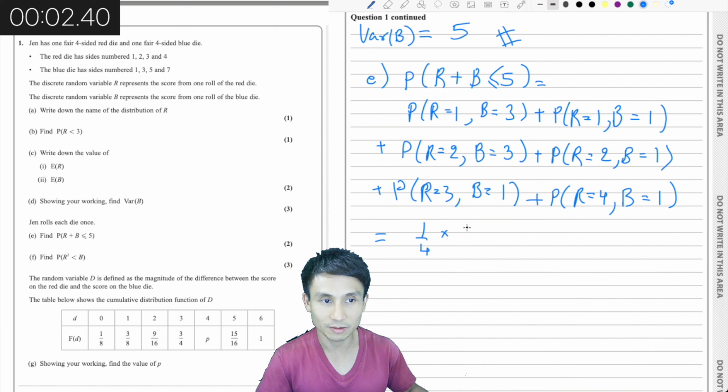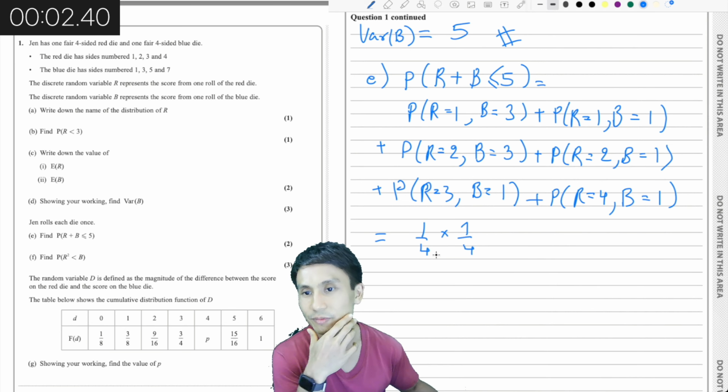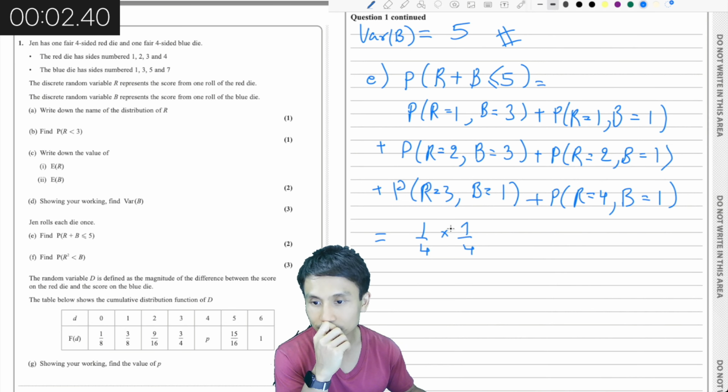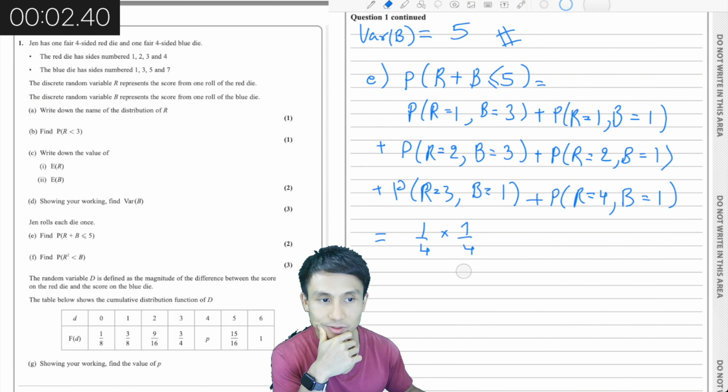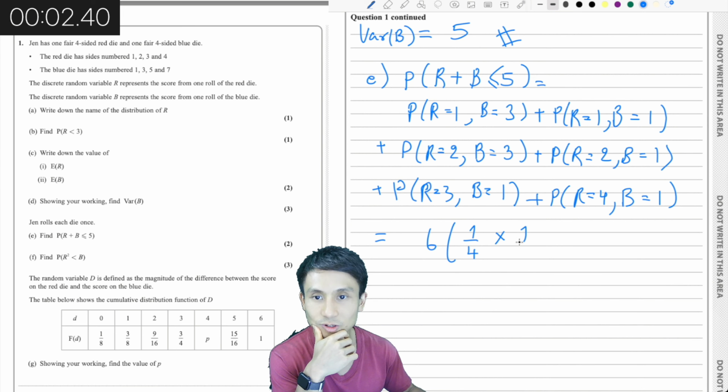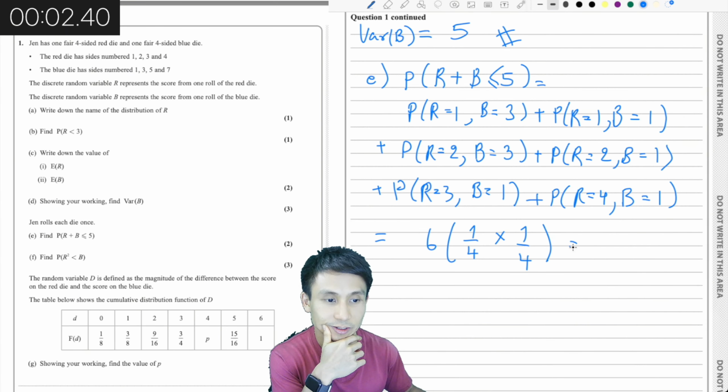That's 1/4 times 1/4. So all of them is a quarter times a quarter, right? Because they are both discrete uniform, right? So that means we can just add them all up. So we count 1, 2, 3, 4, 5, 6. So 6, and each of them is 1/4 times 1/4. Yeah? Let me check. Yeah, all right. I think so. So this is 6/16, which is 3/8, right?